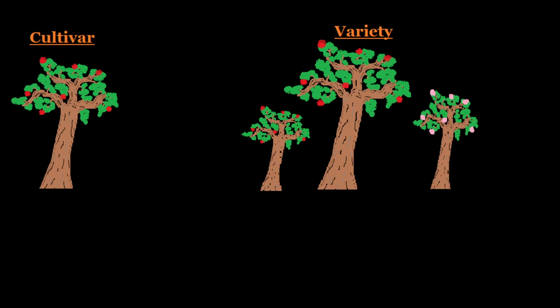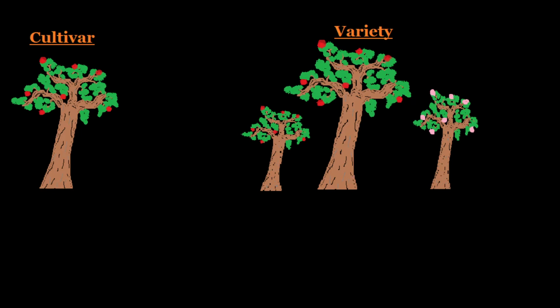So what is a cultivar? Well, a cultivar is a certain highly prized or unusual specimen of a certain species that is repeatedly propagated for horticultural or agricultural purposes. A cultivar and variety differ in a few key ways.